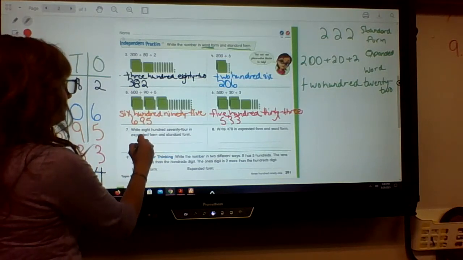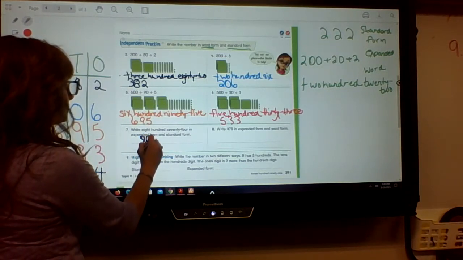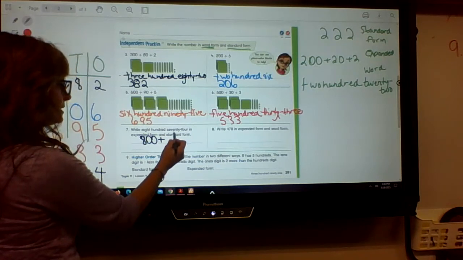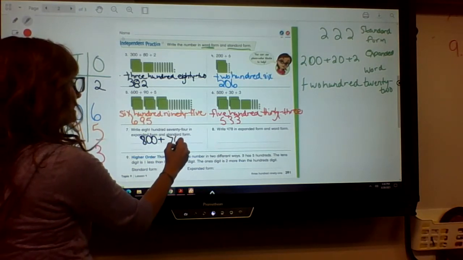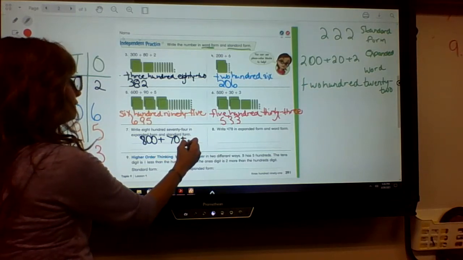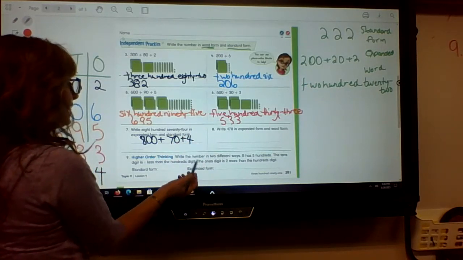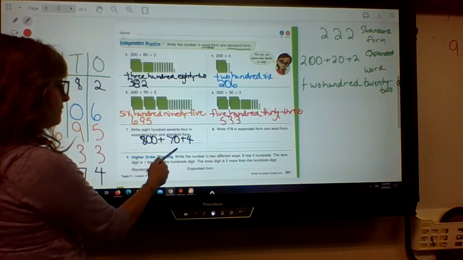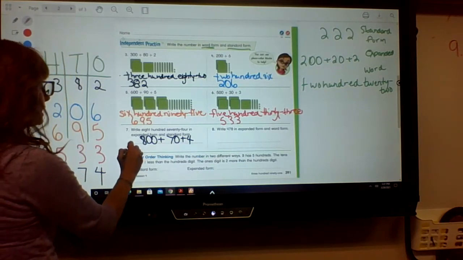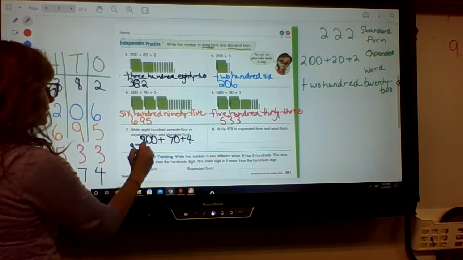800 plus 70. If it's got an E on it, you pretty much know that's the tens. 70. And how many ones? 4. Okay? And then, if you add those together, 800 plus 70 plus 4 equals 874.